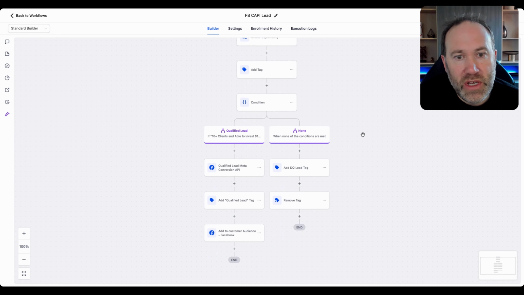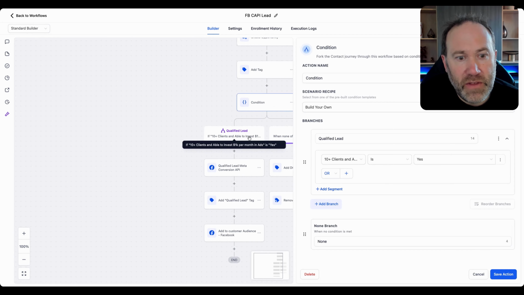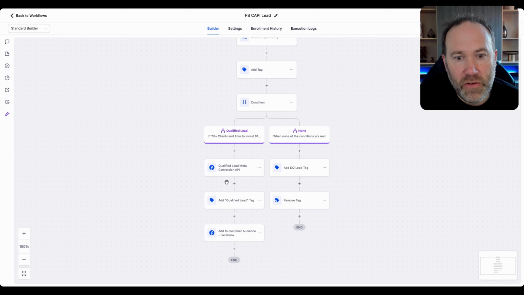But then what we do is we add in a condition here. So if they answer yes to the qualifying question, then they are deemed to be a qualified lead, and only then does the conversion API fire for that event, for that lead. And we add the qualifying tag, and then we add them to a qualified audience.